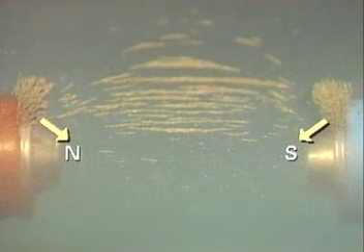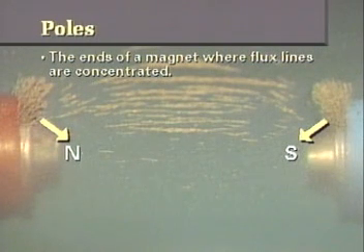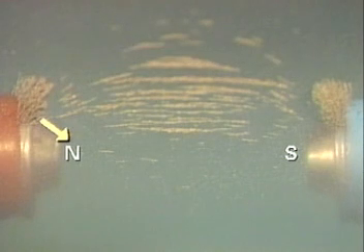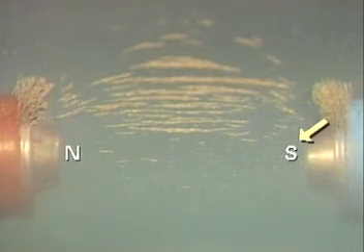The ends of a magnet are its north and south poles. The poles of a magnet are where the flux lines come together, or are concentrated. The flux lines flow out from the North Pole and return to the magnet at the South Pole.